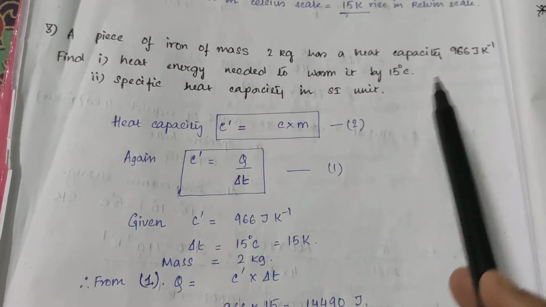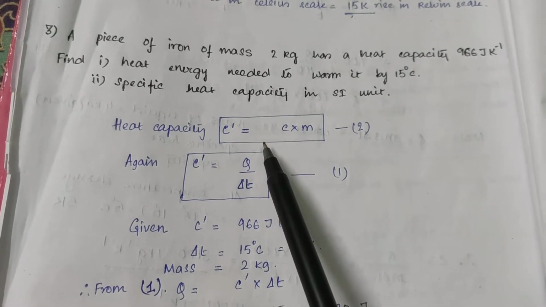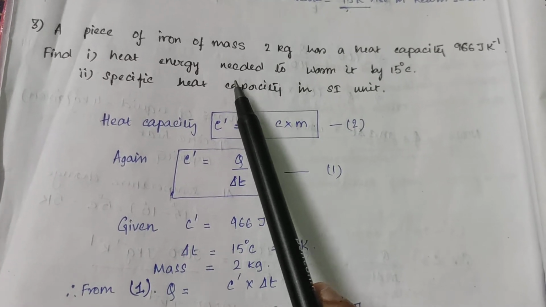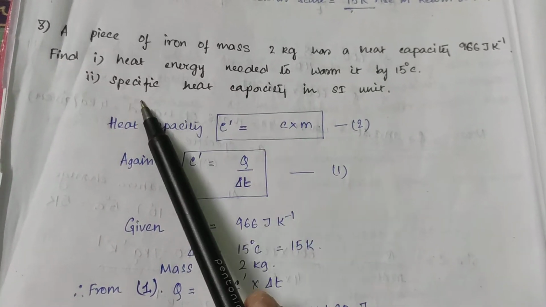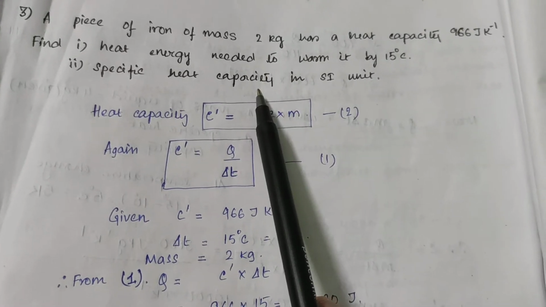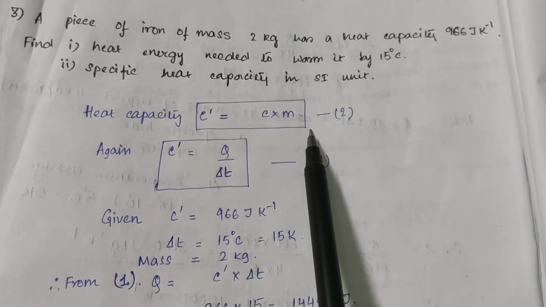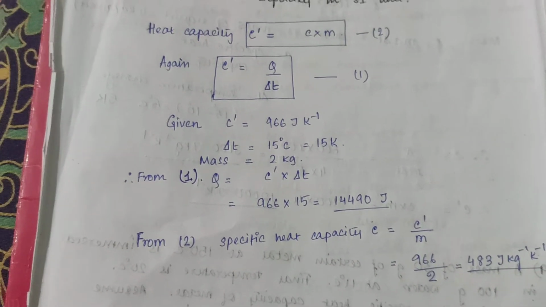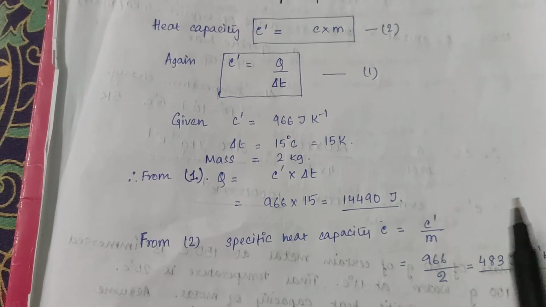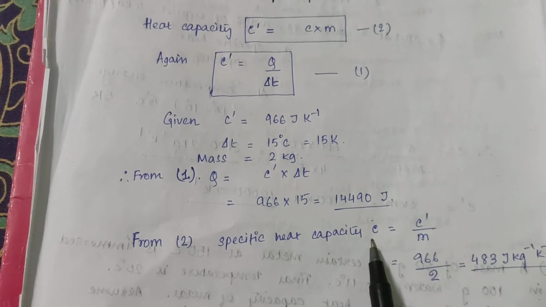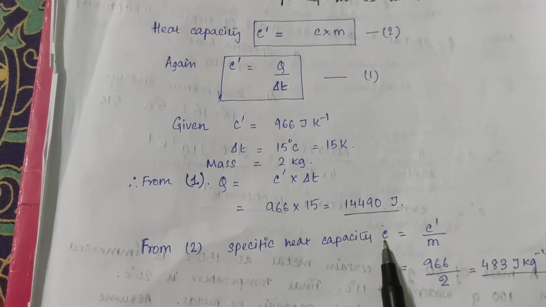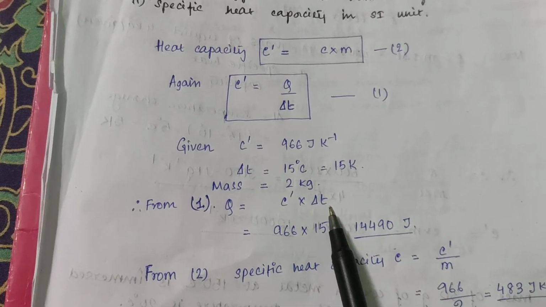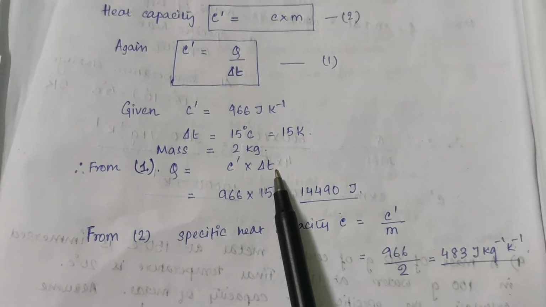Heat capacity is given. That means C prime is given. And you have to find the heat energy, that is Q, and also the specific heat capacity. How do we find specific heat capacity? C is equal to C prime by M. So we'll get the specific heat capacity. And how do we find Q? You can find Q either after finding C, by MC delta T, or from here you can find it by using the formula C prime into delta T. Same. You will get the same result.